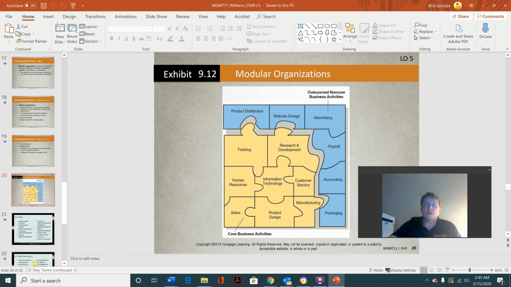Then here's another model of modular organizations, where you have outsourced non-core business activities and you just do the core activities. So Apple would be an example of that. Apple designs, they create the prototypes, but then they outsource all the manufacturing. And that is chapter 9.